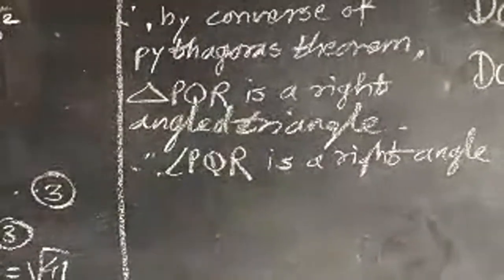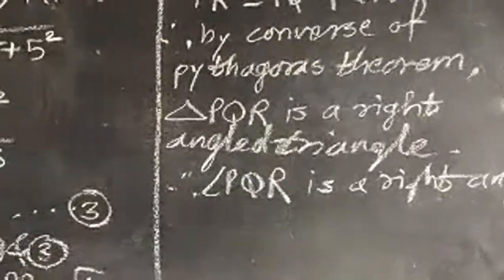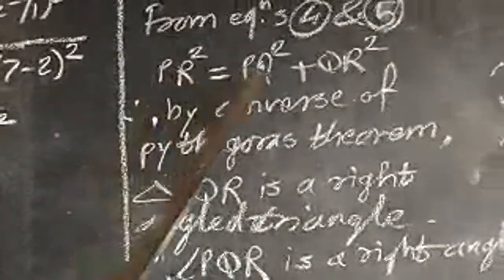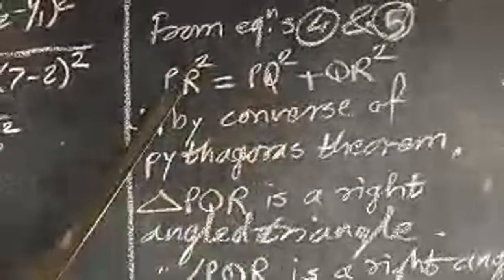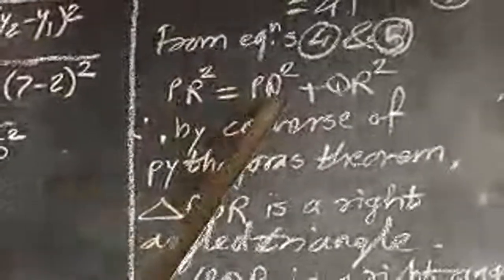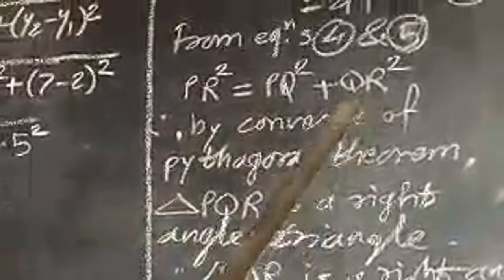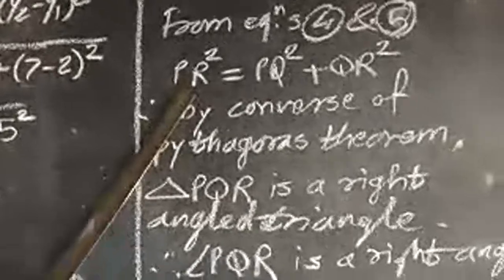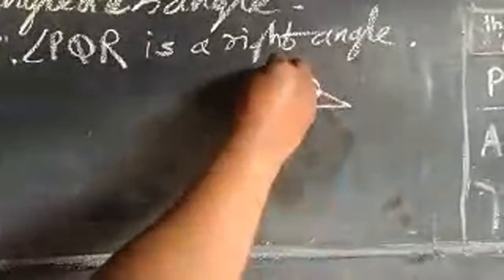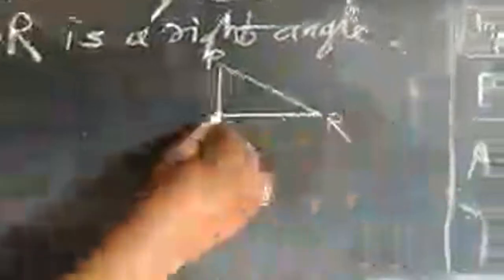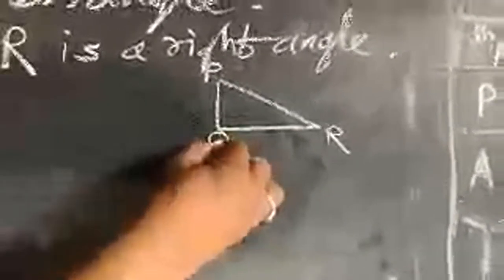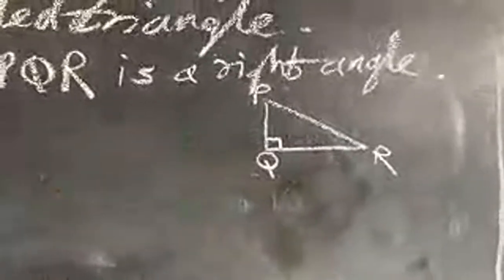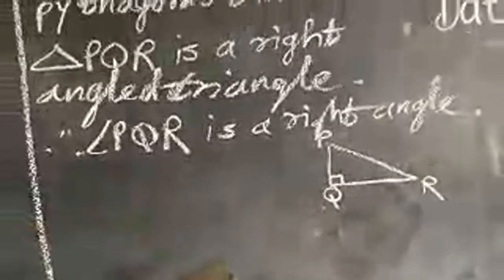Yes, good. PR is the hypotenuse. That equation is hypotenuse square is equal to base square plus height square. PR is the hypotenuse. Then the remaining point is Q, that is the right angle. In this way, we can say that angle PQR is a right angle. Is it correct?